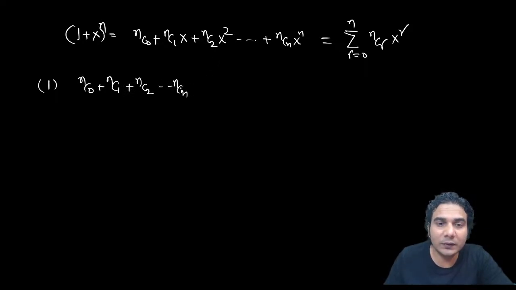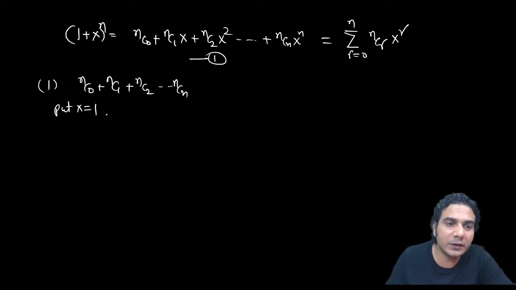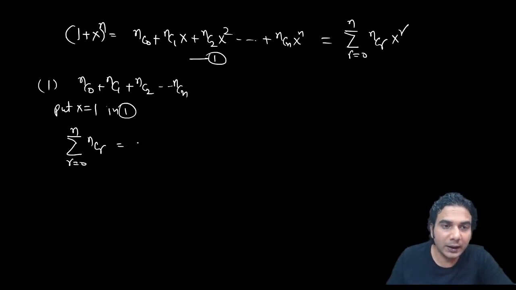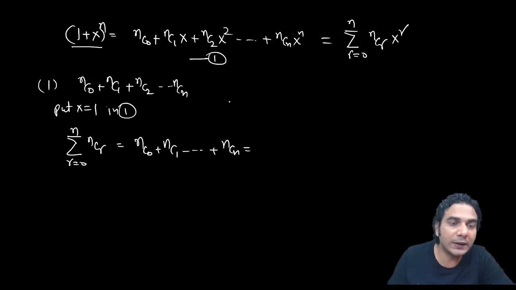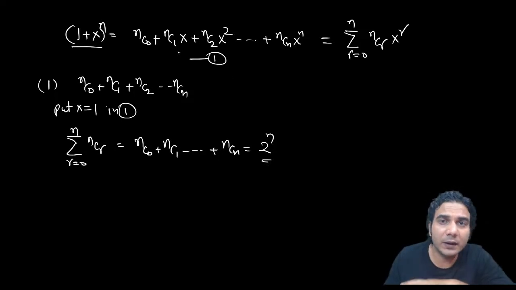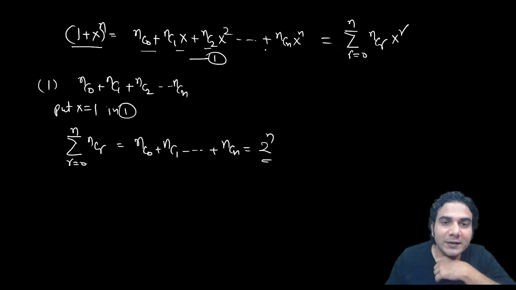So we just put x equal to 1 in this first equation, right? After putting x equal to 1, you'll get sigma of nCr. You can write this series in the form of sigma, or you can expand it: nC0 + nC1 and so on up to nCn. And what is the value? Just put x equal to 1 in this, you'll get 2^n. If you put x equal to 1, x will vanish everywhere, and you can see nC0, nC1, nC2, and nCn, so only the binomial coefficients will remain.